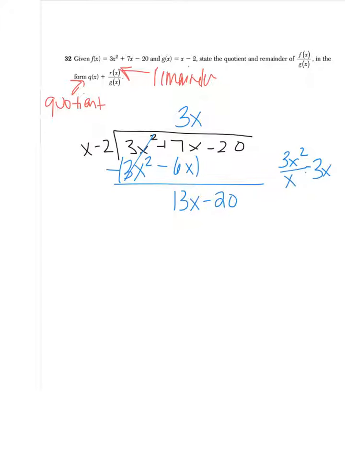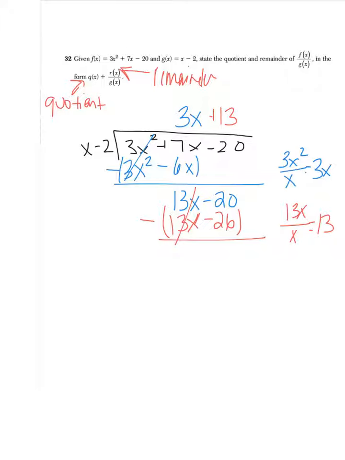So now I need to see how many times does x go into 13x, and I get 13. So this is plus 13. So 13 times x is 13x. 13 times negative 2 is negative 26. Put it in parentheses, subtract it. 13 minus 13 cancels out. Negative 20 minus negative 26. Keep change. So negative 20 plus 26 gives me 6.